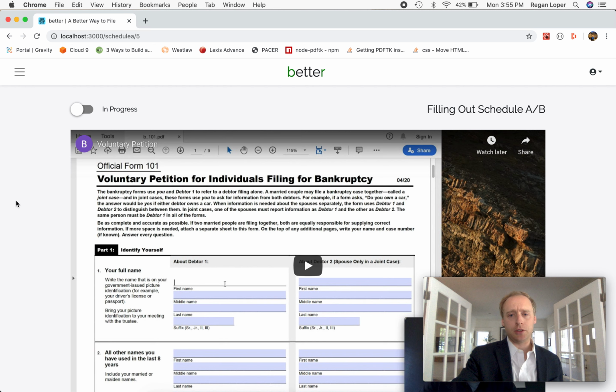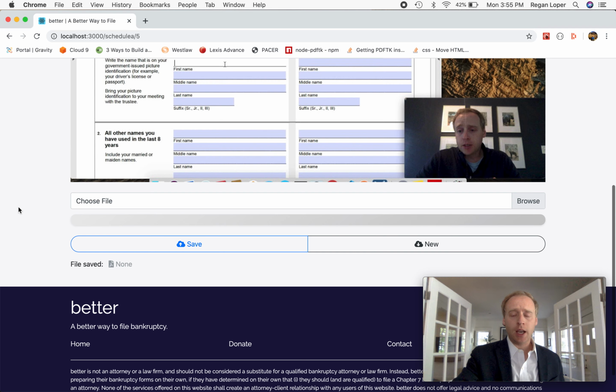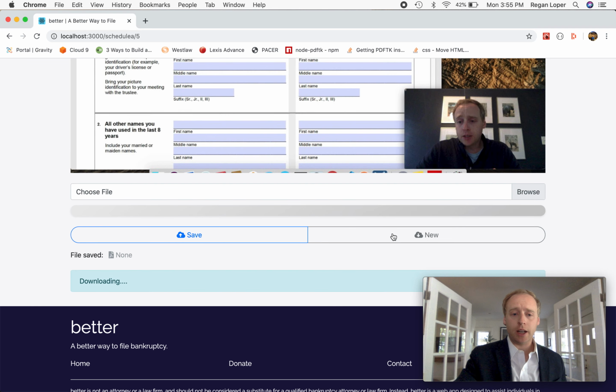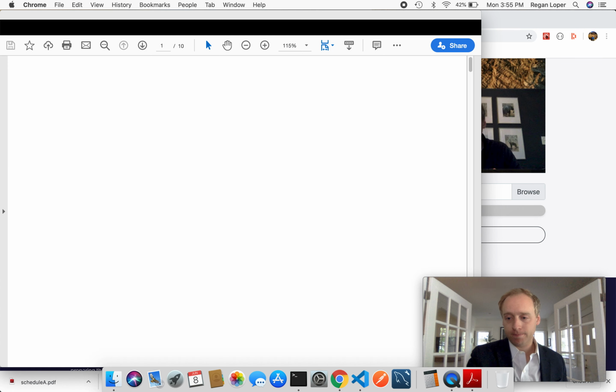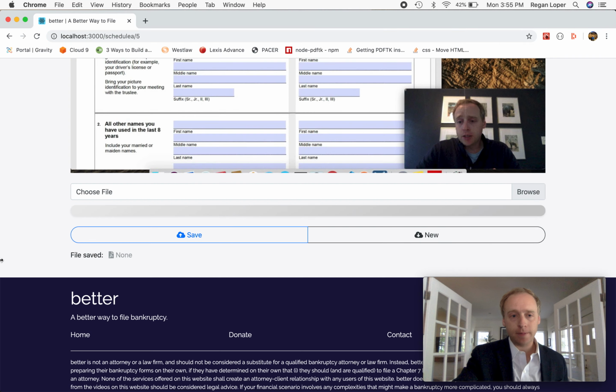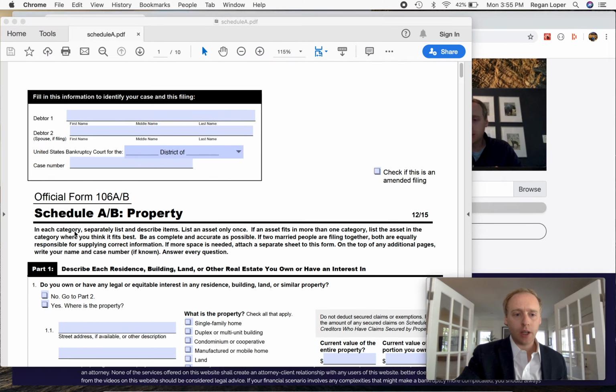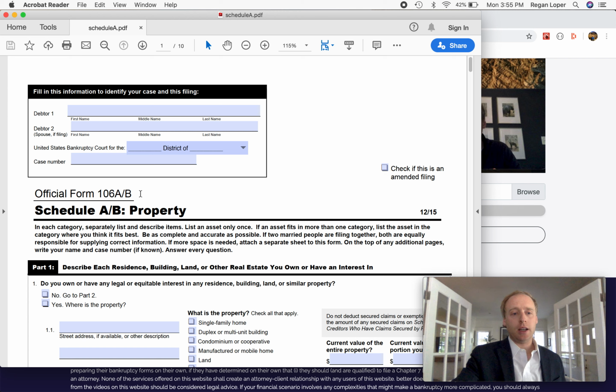I've selected the first schedule, which is Schedule A and B. This schedule is meant to tell the court what your assets are, what property it is that you own. That's the purpose of this form. And so just like with the petition, I'm going to go down and generate a new clean copy of this form, and open it with Adobe. Now you can see Schedule AB is actually called property, and that's because it's supposed to disclose what property it is that you own. So let's get started.